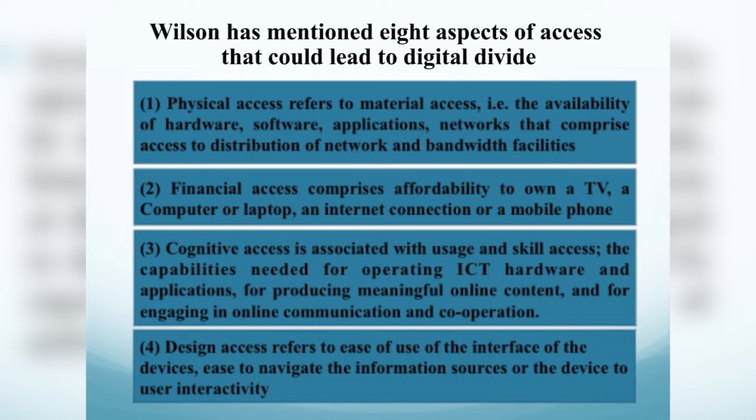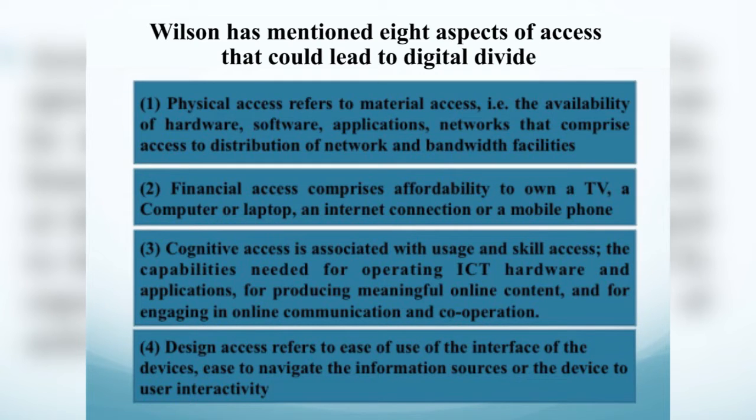Third one is cognitive access, which is associated with uses and skill access, the capabilities needed for operating ICT hardware and applications, for producing meaningful online content and for engaging in online communication and cooperation. It also includes motivation to use ICT, behavioral intention of users towards accepting ICT and ICT enabled services, perceived difficulty to operate a technology, technology phobia, lack of trust on operators and agents, skills, awareness and knowledge regarding the use of a technology.